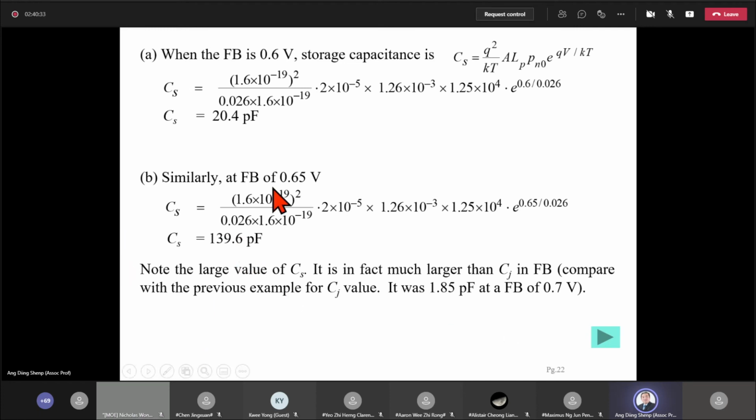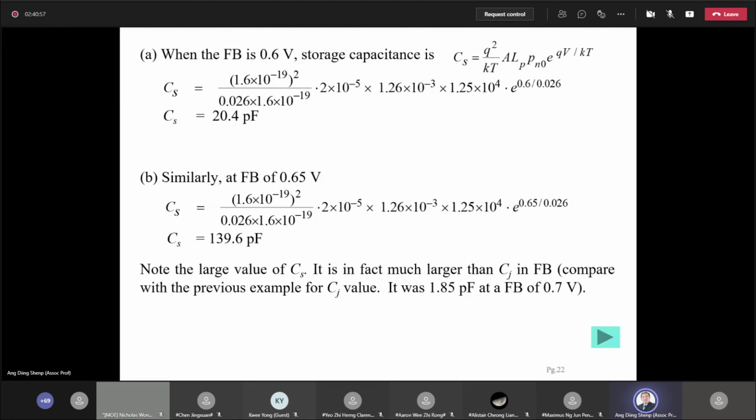This is already very big. If you try to calculate CS at 0.7 volts, you will get even bigger. In fact, earlier on, we calculated CJ at a forward bias of 0.7 volt. It is only 1.85 picofarad. So this confirms that under forward bias, CS dominates the total capacitance.